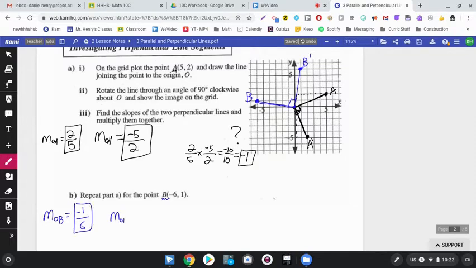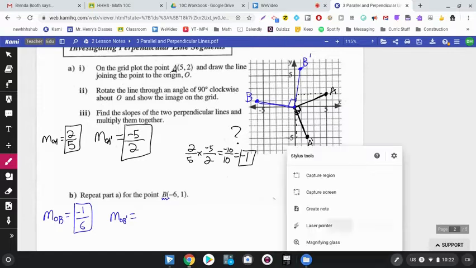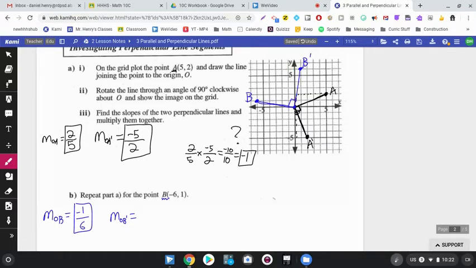Then from O to B prime, I go up positive 1, 2, 3, 4, 5, 6 over 1. So my slope would be 6 over 1, or I'd probably just write that as 6, right? But leaving it as a fraction is not the worst thing in the world. Then it said to multiply those together, and we'll see what that gets. So -1/6 times 6. If I'm multiplying fractions, I need a denominator, so I'd write it back as the fraction 6 over 1. And top times top is -6, bottom times bottom is 6.